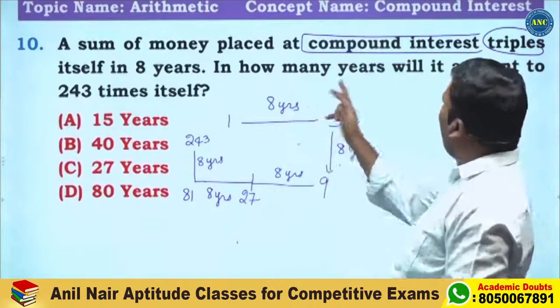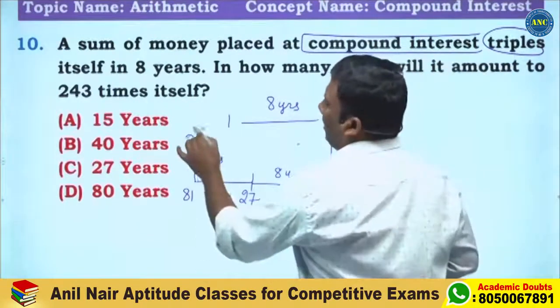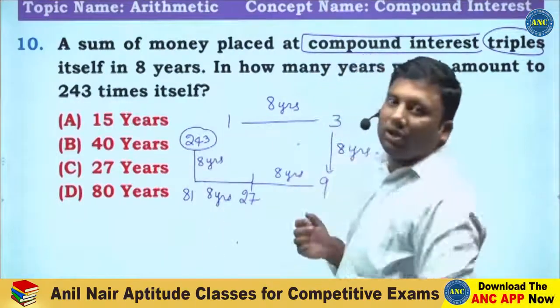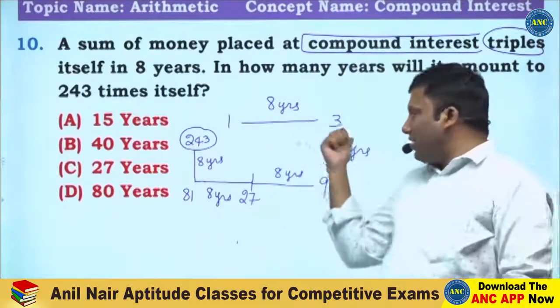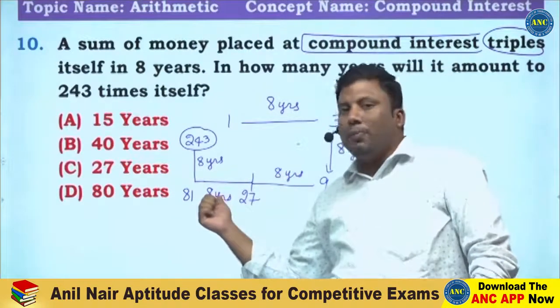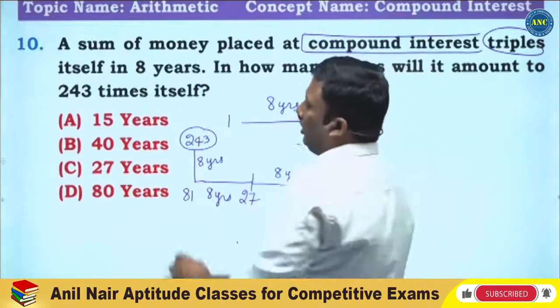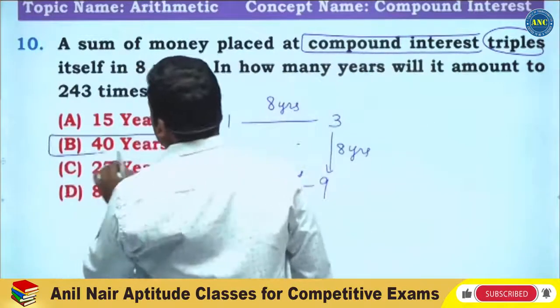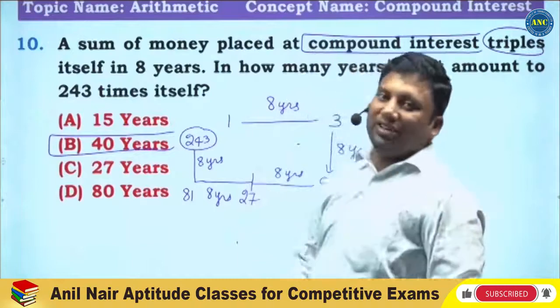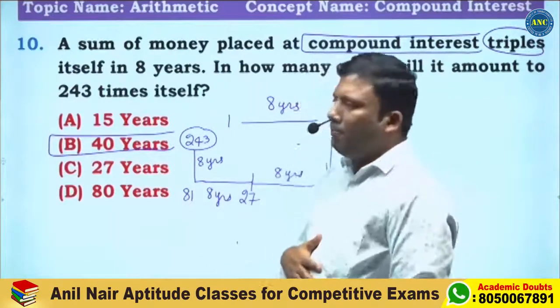Question is, in how many years will it amount to 243 times? Total it is 243 times. Total how many years are over? 8 plus 8, 16. 16 plus 8, 24. 24 plus 8, 32. 32 plus 8, 40. So in total 40 years, this will become 243 times of itself, taken from the previous year exam.